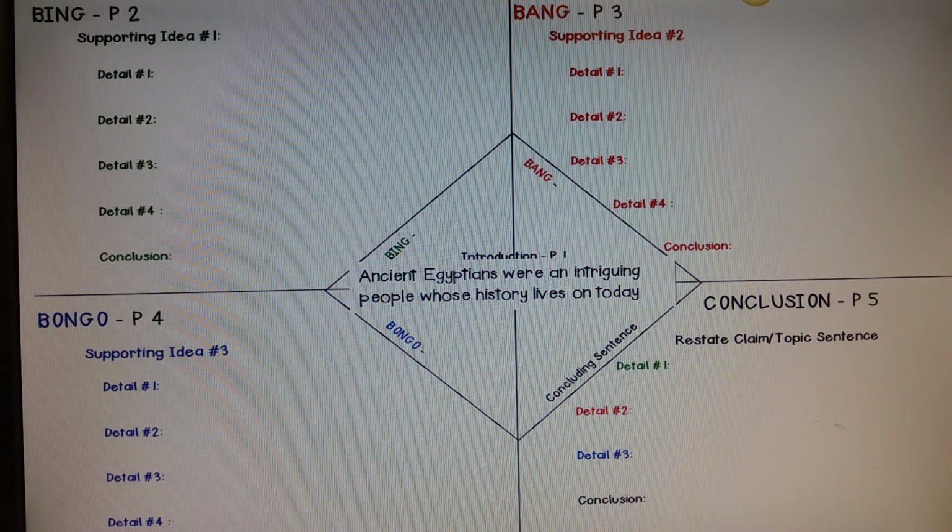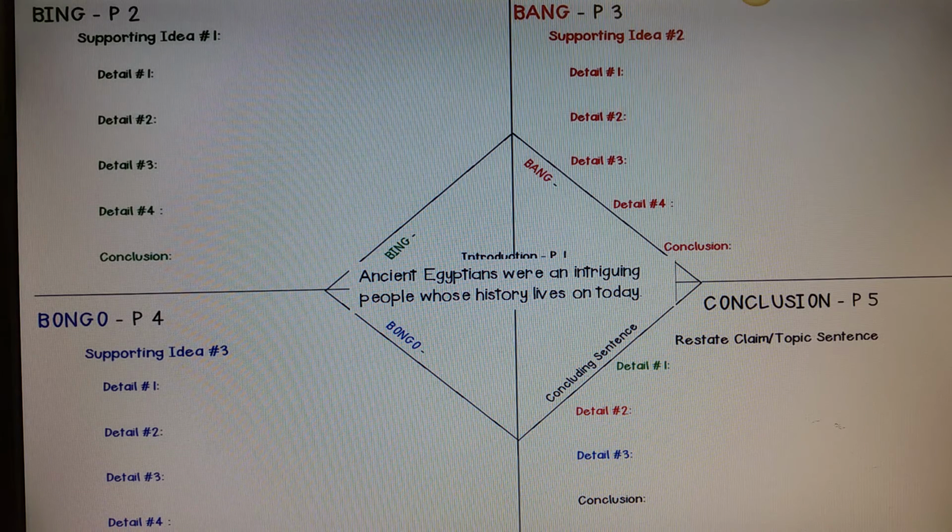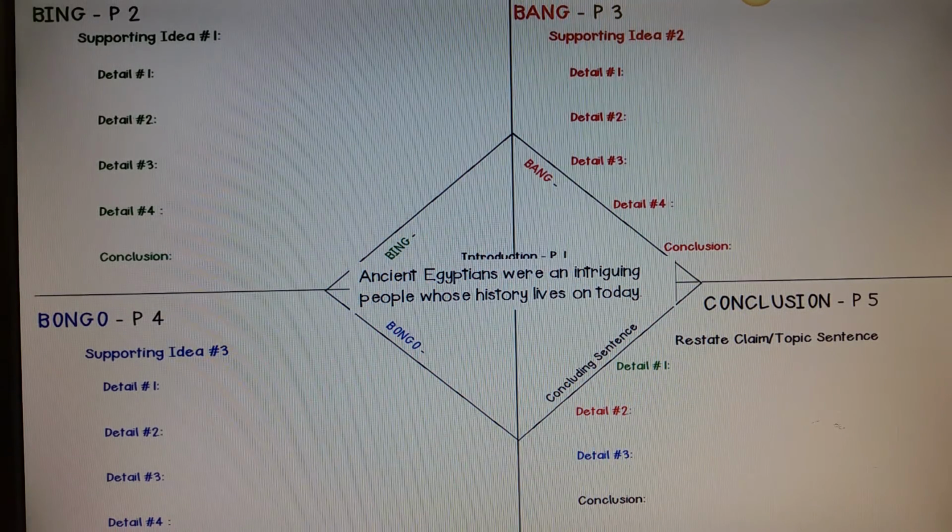So if I were to read this as your teacher, I would be able to identify several things. First, I know the topic. You've told me that this essay is about ancient Egypt. I'm also wondering what intrigues you about these people. You've told me that they're intriguing to you, so I'm questioning what that is. And also, I want to know if you have evidence to support that the history lives on today. So now that you've created that topic sentence, now you get to find the information that's going to support it and keep the reader involved in what you're writing.